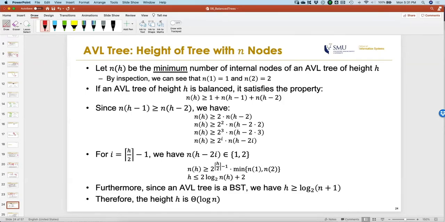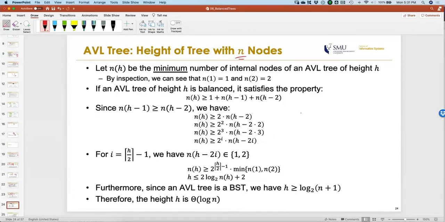Okay, now let's say you have an AVL tree, and you know ahead of time that the tree has n nodes. What we are interested in is, can we find the worst case for the height of an AVL tree that has n nodes? For the standard binary search tree, we know, right? What is the worst case height? It's going to be O(n), because you just have a linear structure.